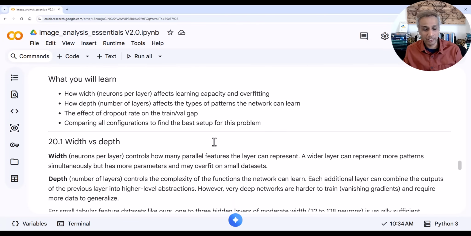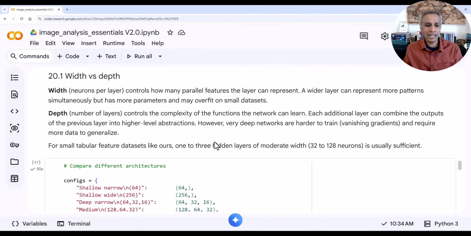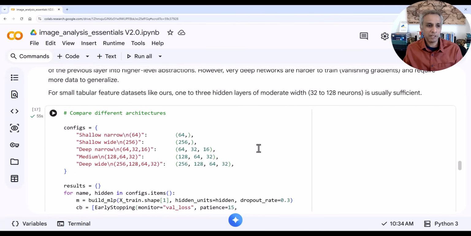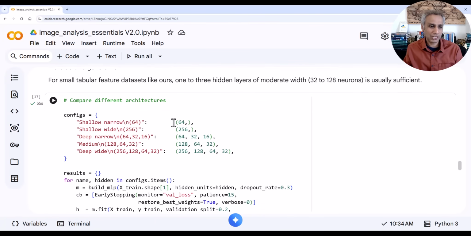We talked about this earlier. What is the right architecture? It's tough to answer that question. So you can actually do a parameter sweep. For example, in this case, I'm showing you a shallow configuration, deep, narrow, 64 by 32 by 16.